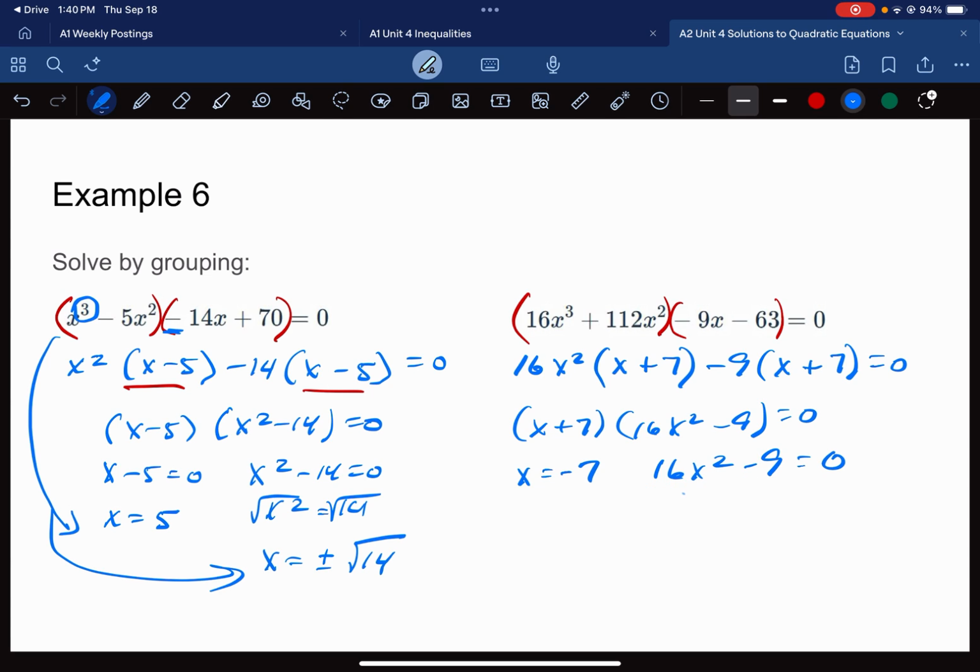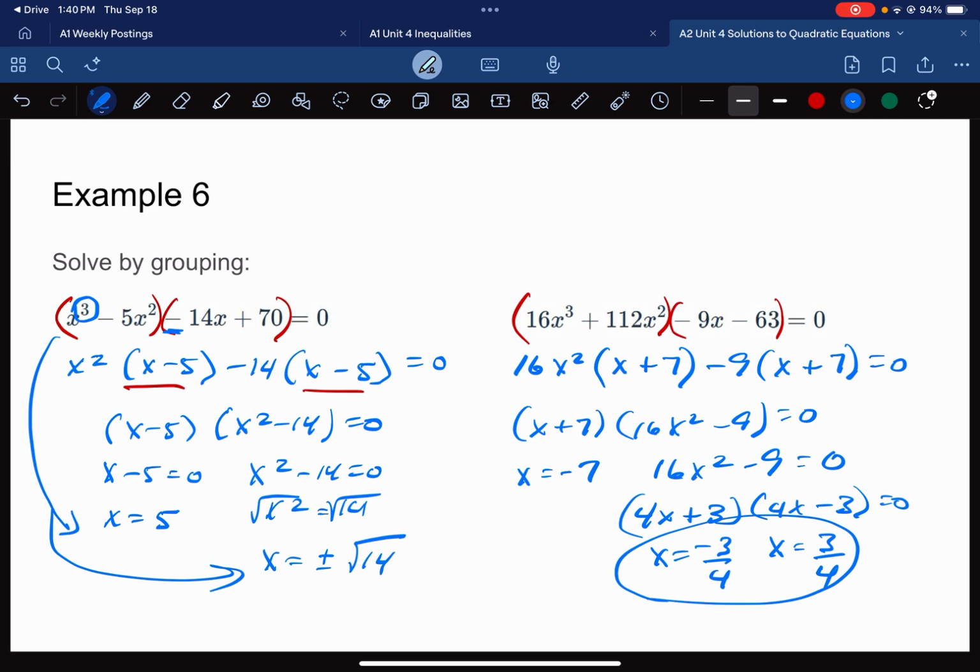That's a difference of squares again. So this is a squared minus b squared. So the square root of this is 4x, and the square root of 9 is 3, and then 4x minus 3. And set them each equal to 0. That's going to give me x equals minus 3, and divide by 4. And on this one, it's going to be x equals positive 3 divided by 4, not 2.